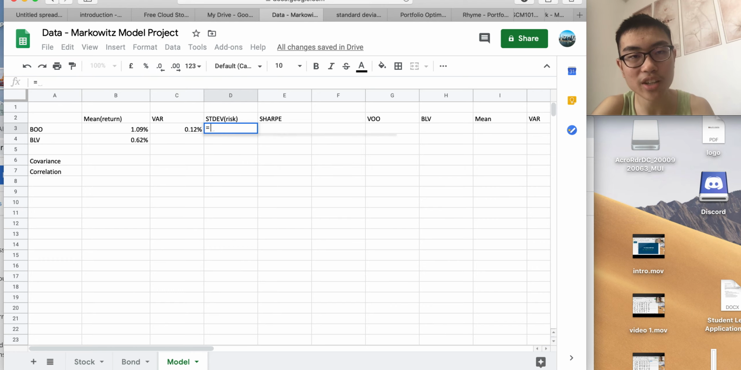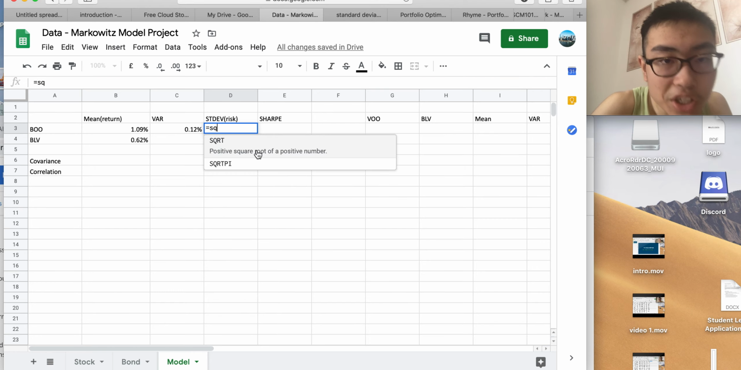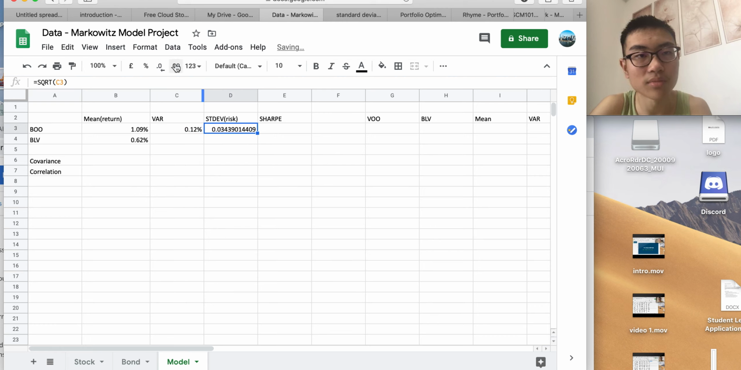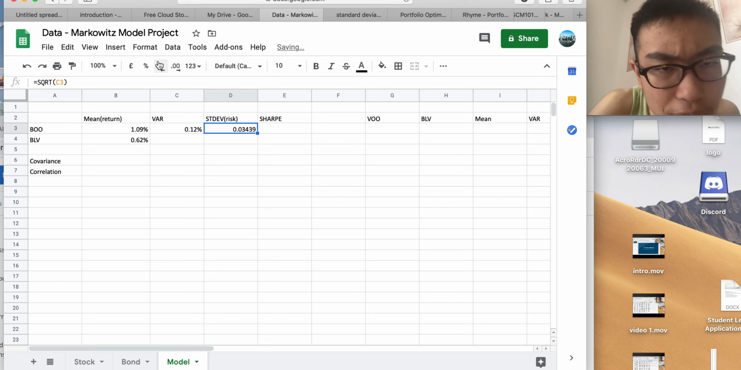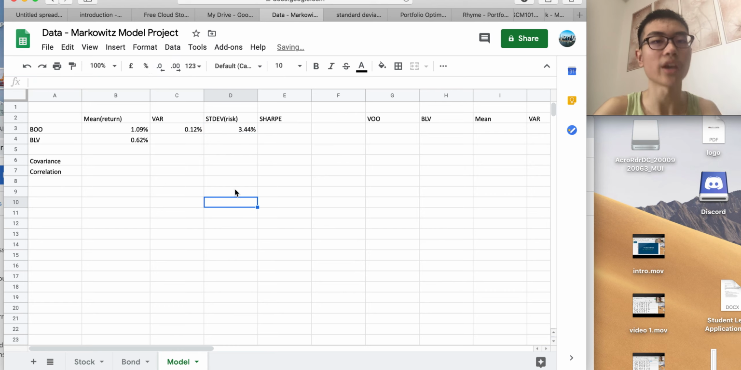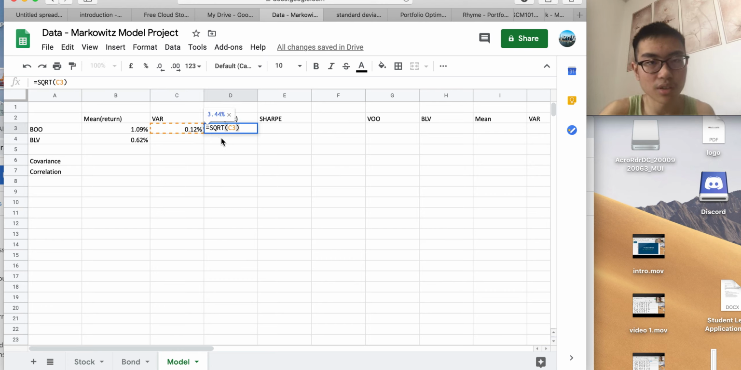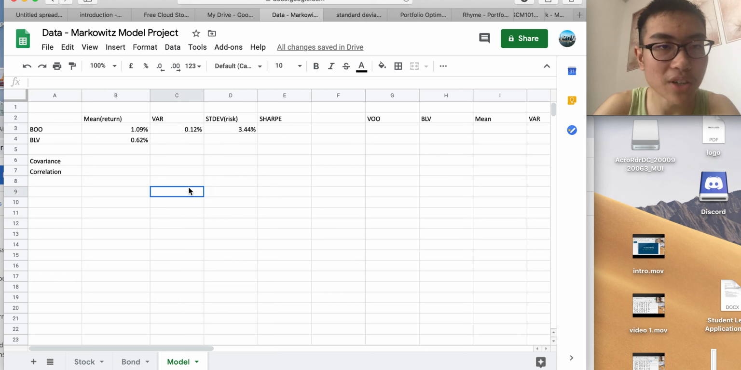And for standard deviation, Google Sheets does the square root for you. You just use SQRT, the positive square root, and you just do this. Boom, that's it. And you make it a percentage. Now lower this, let's keep 5 decimal places. It doesn't matter. Okay, it'll be 3.44%. So you can see it's pretty different between these two.